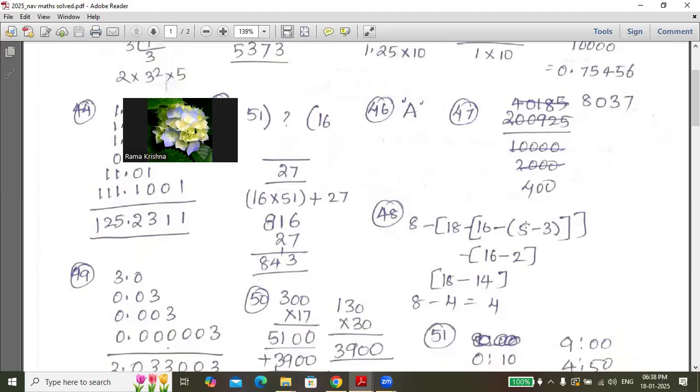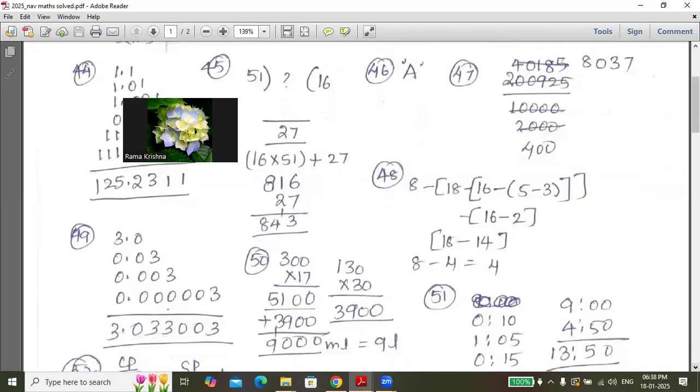Next, the 48th question, very simple. Here the first bar was there for 5 minus 3. You simplify it to 2. Now 16 minus 2 is 14. Minus is before, so minus 14. 18 minus 4 is 14... 8 minus 4 is 4. Very simple.